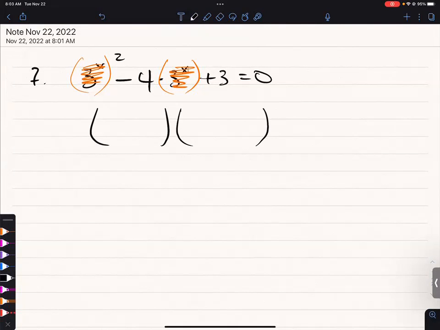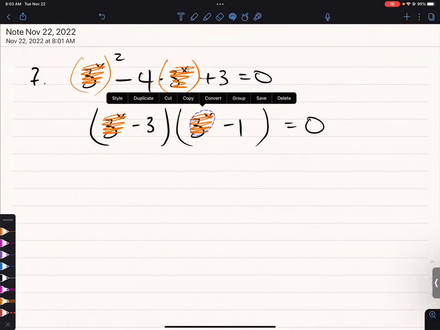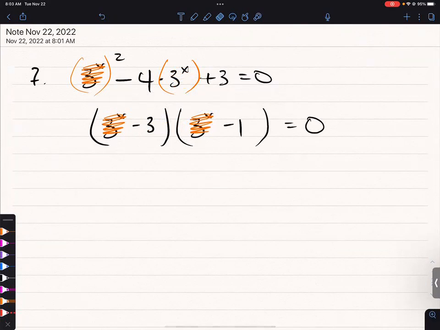Things that multiply to 3 and add to -4. -3 and -1 would work. Or again, quadratic formula is fine. And then you're just factoring it in terms of this, right? Okay. So you end up with something like that.